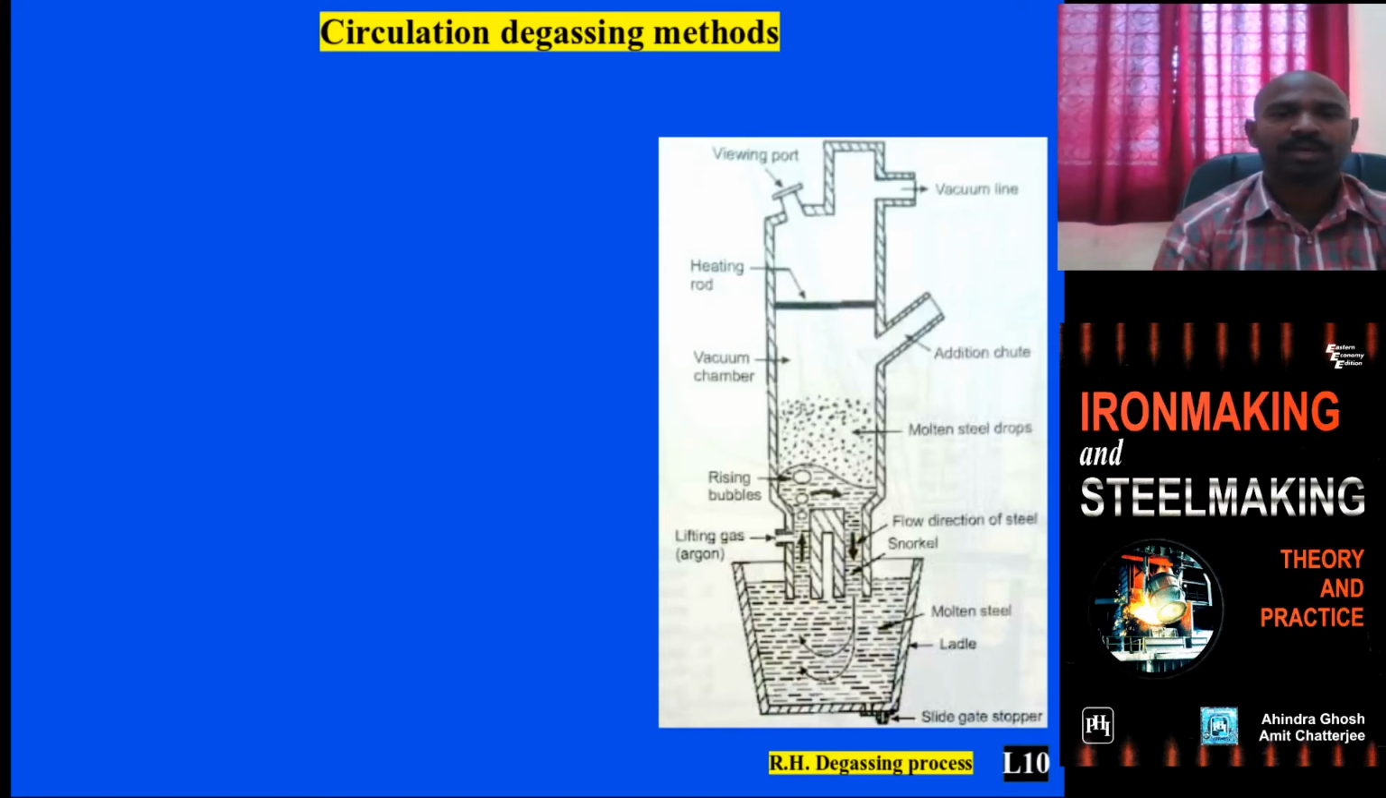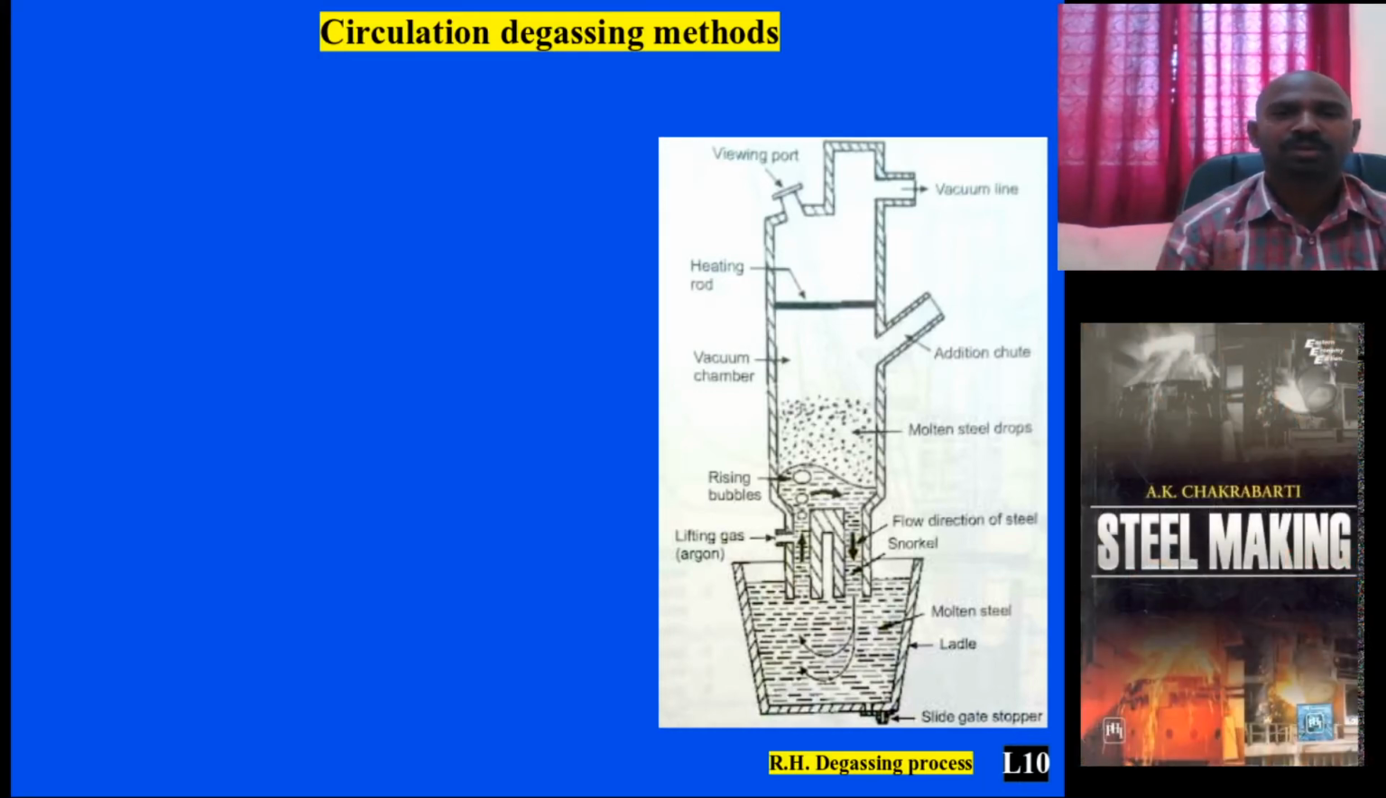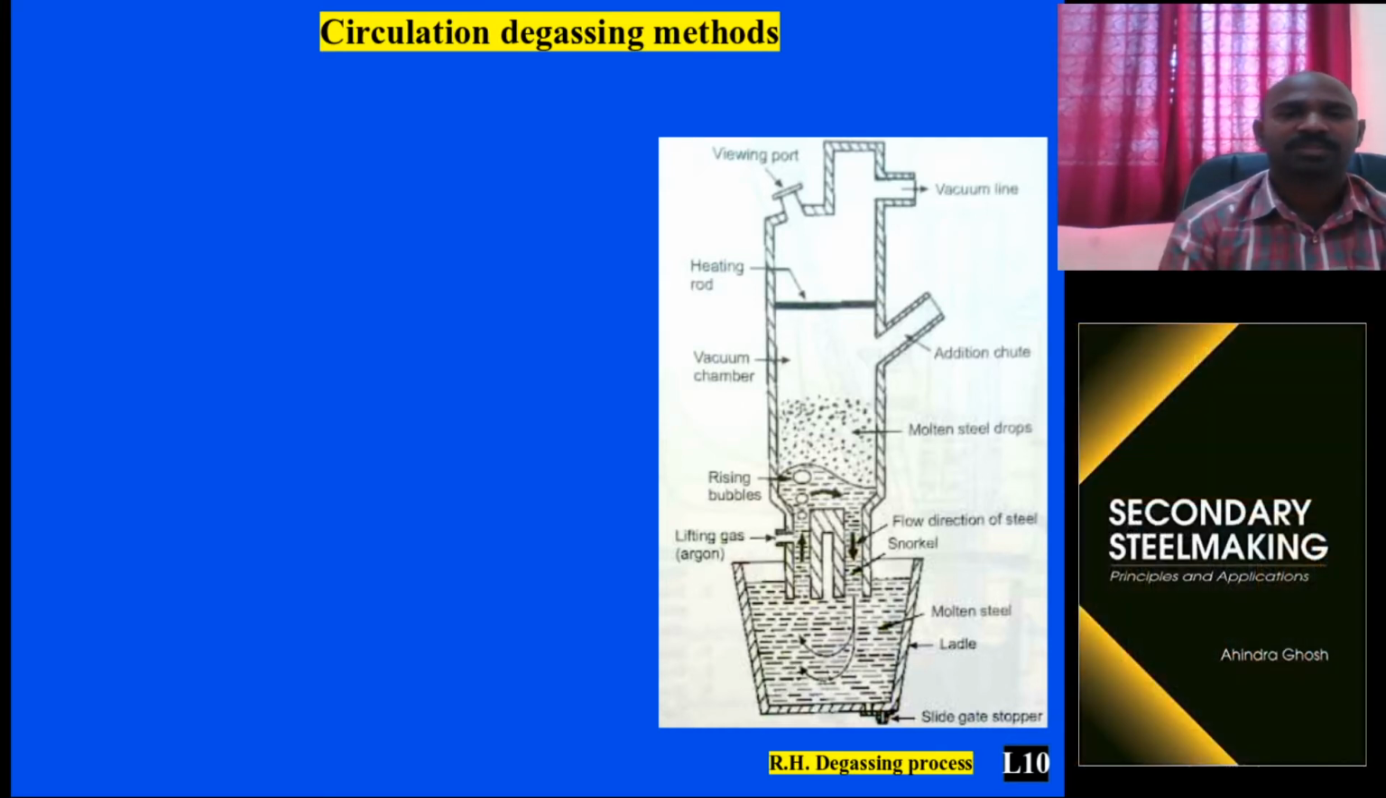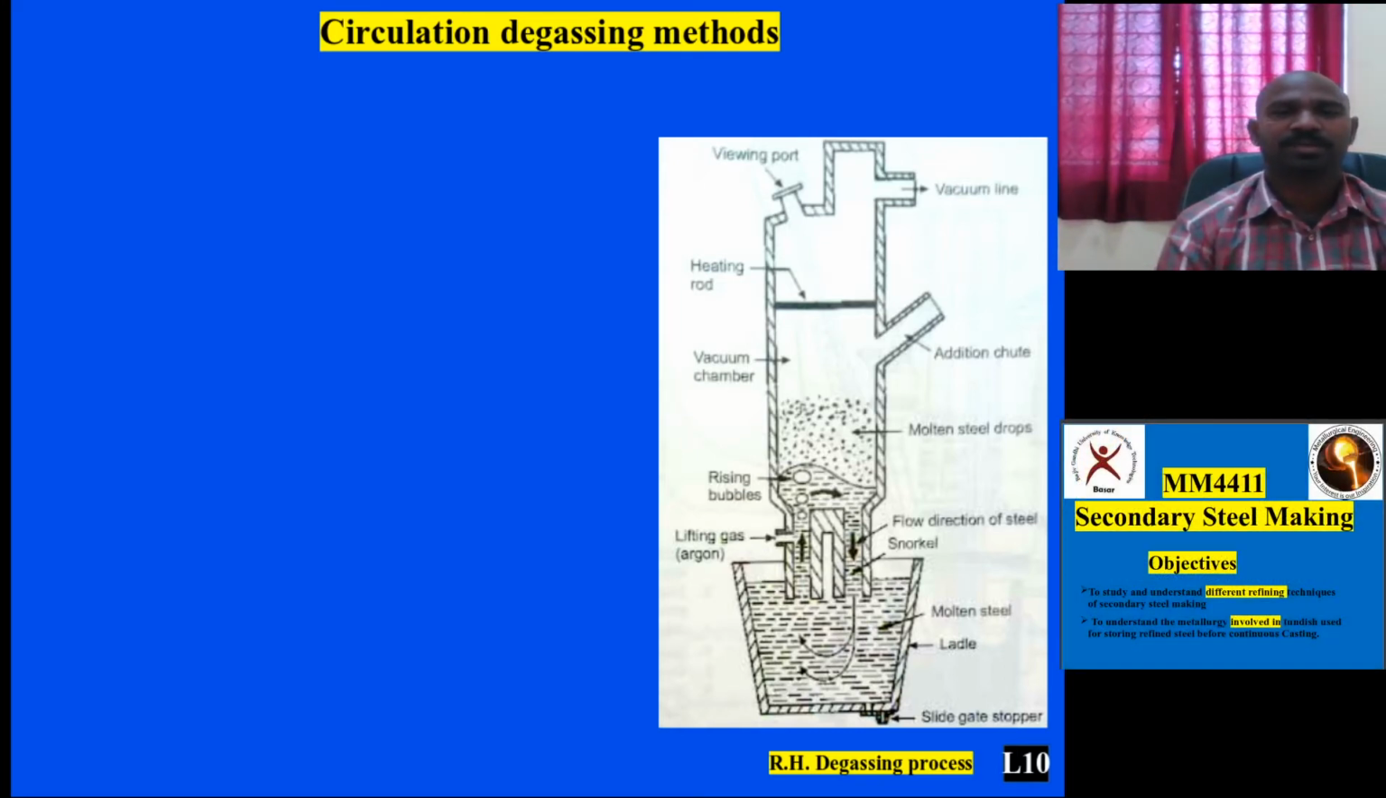Today I am going to talk about circulation degassing methods. In the last class I was talking about stream degassing methods and ladle degassing methods, such as the AOD process, which is one of the tank or vessel degassing type methods. It is also called a tank degassing method. And the VOD process, the vacuum oxygen decarburization process, where vacuum is added to reduce the carbon level even further. It is also one of the tank type degassing processes.